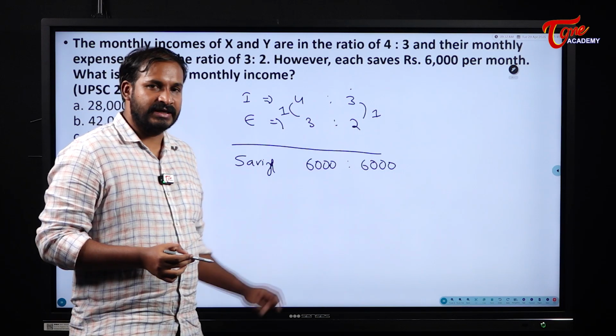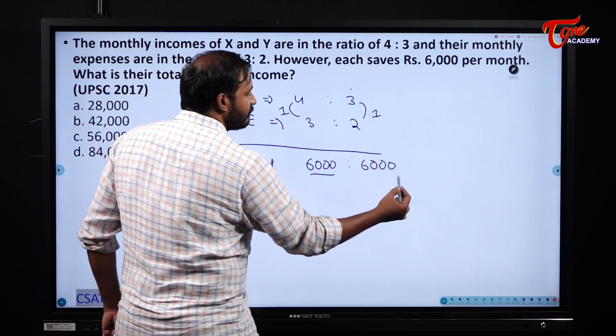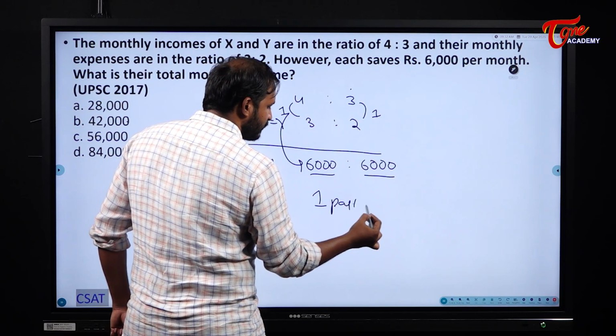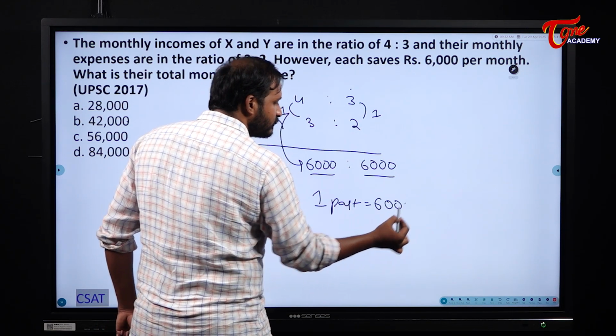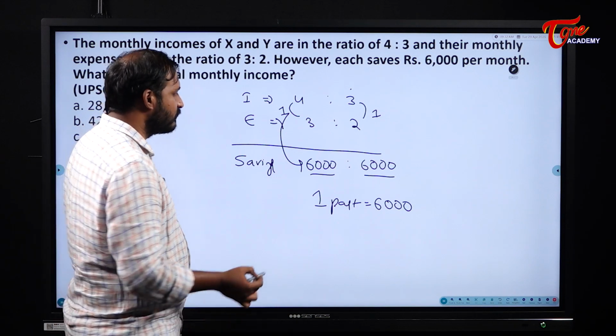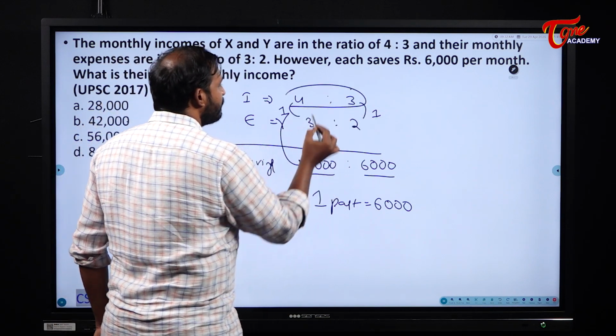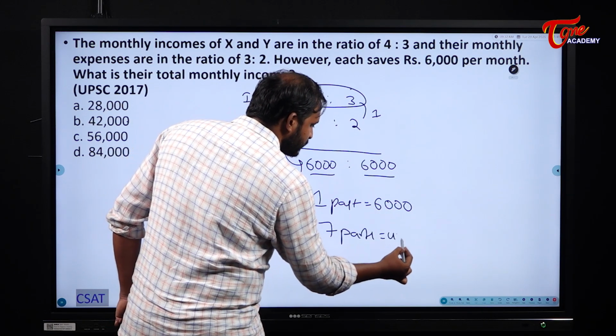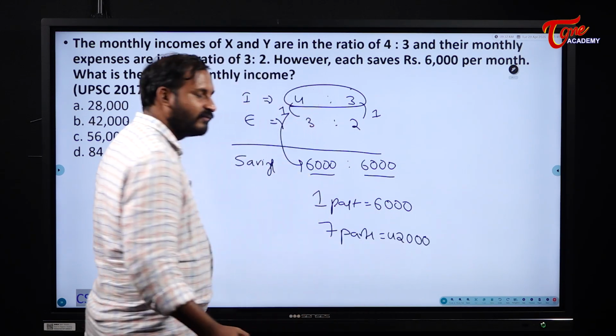If these differences are equal and the savings is also equal, then one part is equal to 6,000. Then total incomes is how many parts? 7 parts. 7 parts will become what? 42,000. But please be careful, students.